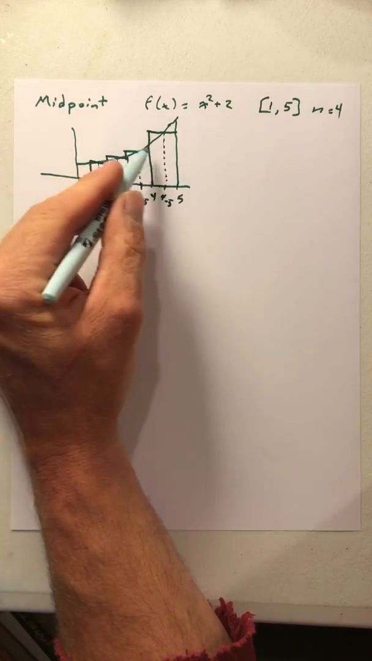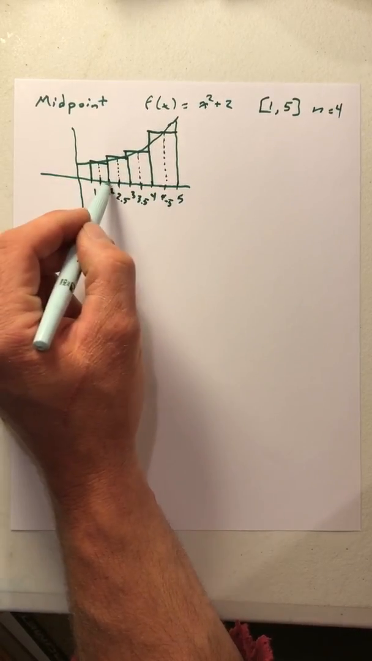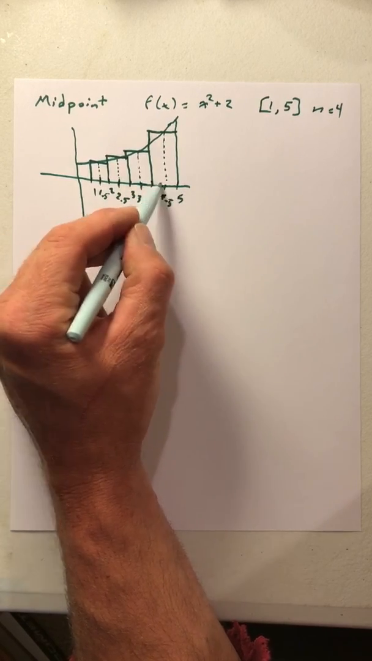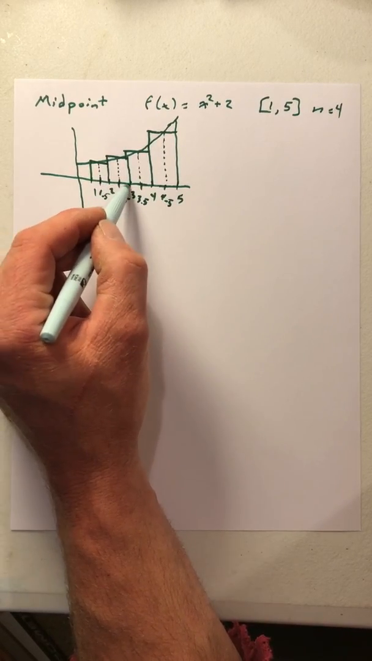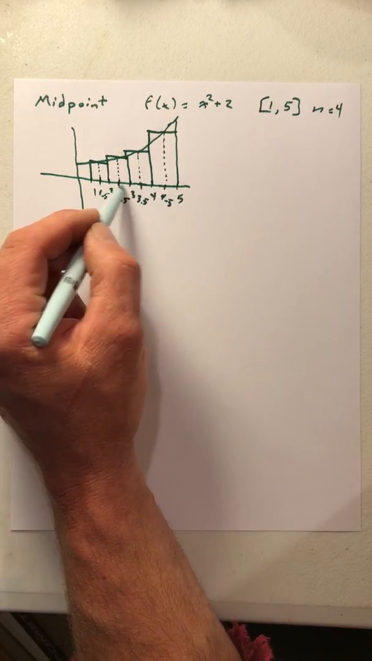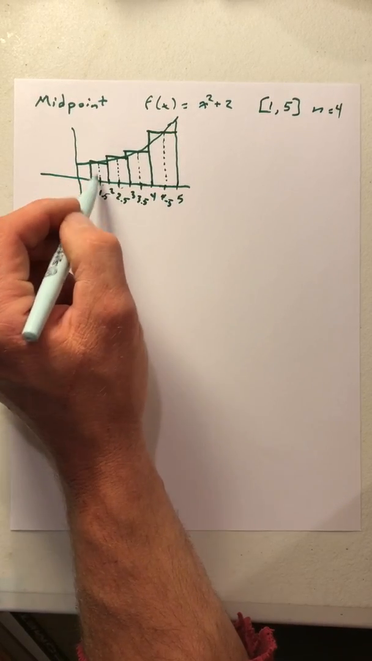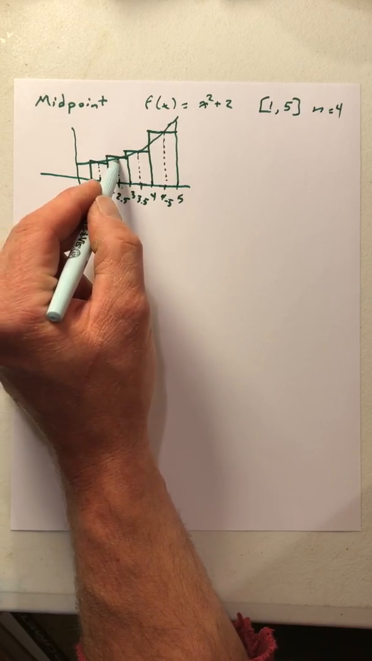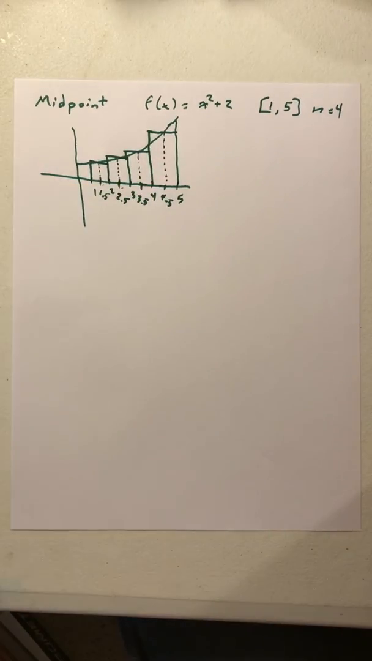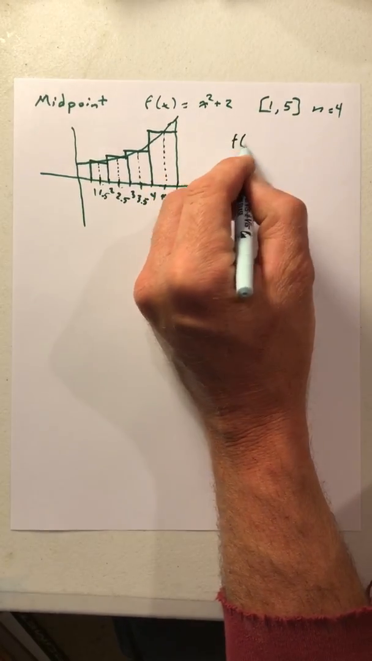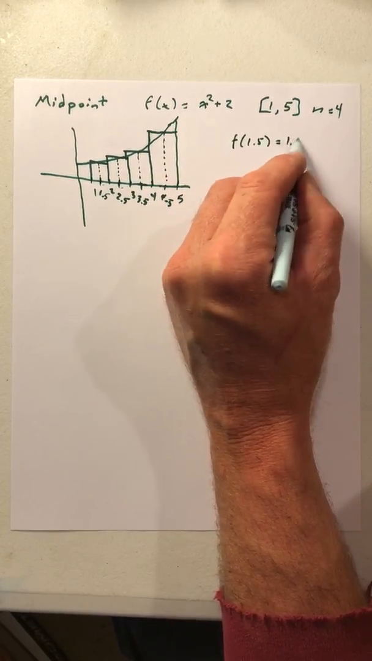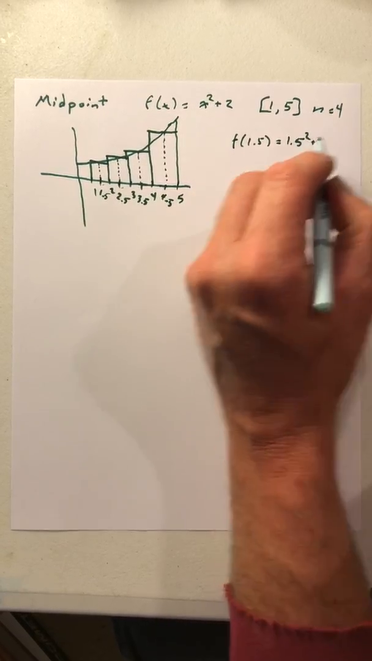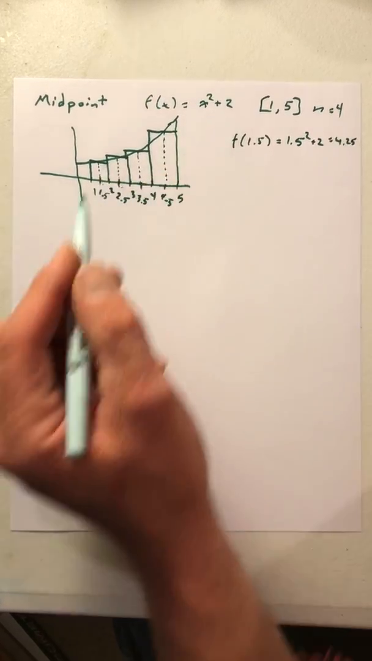So how do I find the area of these? Well, again, each of these regions is still 1 unit wide. So we're still going from 1 to 2, 2 to 3, 3 to 4, 4 to 5. So 1 unit in there. But now for the height, we're looking at 1.5, 2.5, 3.5, and 4.5. So you're probably going to want your calculator. So we're going to take 1.5 and we're going to square it. And then we're going to add 2 to it. So we're going to look at f of 1.5, which gives us 1.5 squared plus 2, which gives us 4.25.